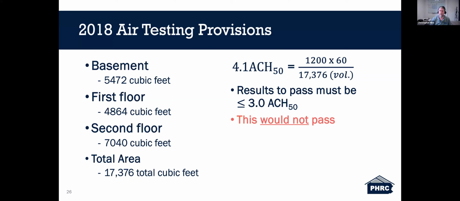Remember, this 1,200 right here is the amount of airflow in cubic feet per minute exhausting through the fan at a negative 50 pascals in this home. So running this calculation, this comes out with a 4.1 ACH 50. Okay, and under current 2018, remember it says that it shall not exceed 3 ACH 50. Therefore, this example would not pass under the 2018 air testing provisions.